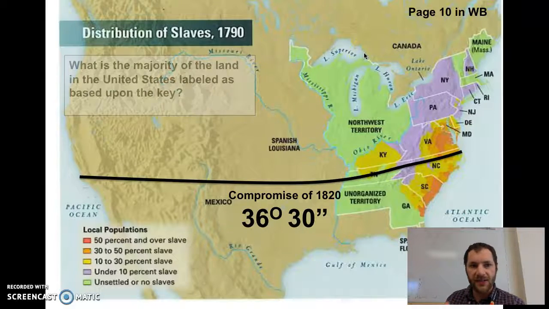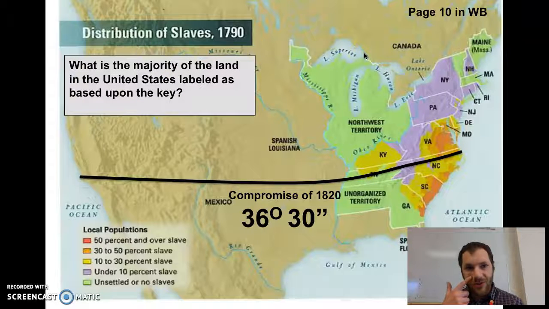One of the questions I pose here is, what is the majority of the land in the United States labeled as, based on the key in the bottom left of the screen? What's the main use of the land in the United States at this time?